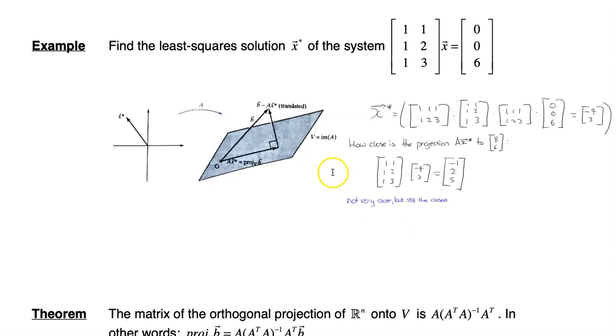To find the least squares solution, you apply the formula that was just above. So in this case, this is it. And just as you copy, realize that here, this is not 8, 6, it's 0, 0, 6. So how close is the projection AX star to 0, 0, 6? We notice that it's negative 1, 2, 5, so not very close, but it's still the closest.